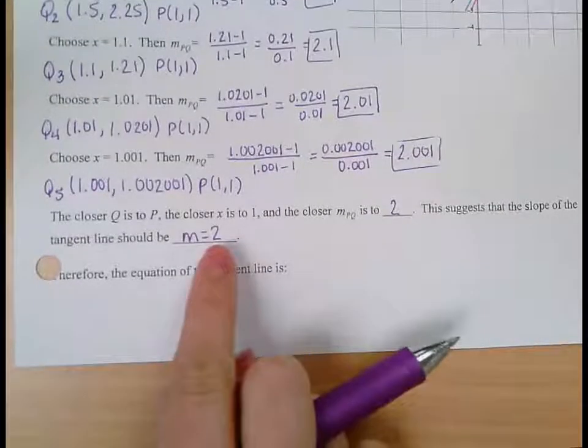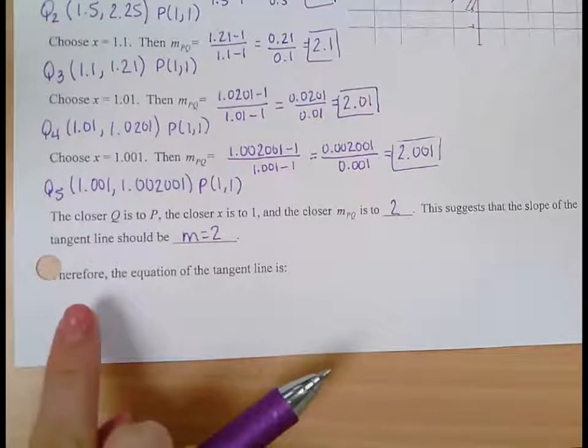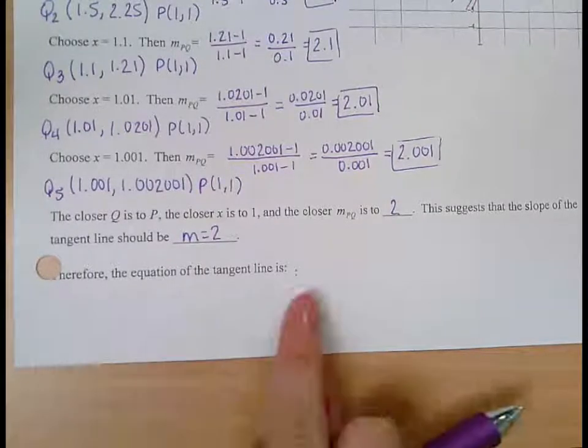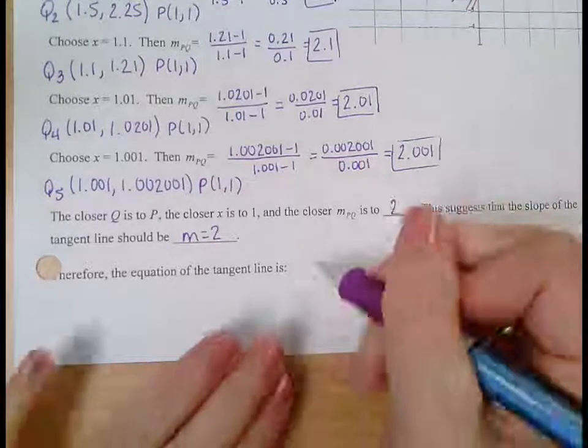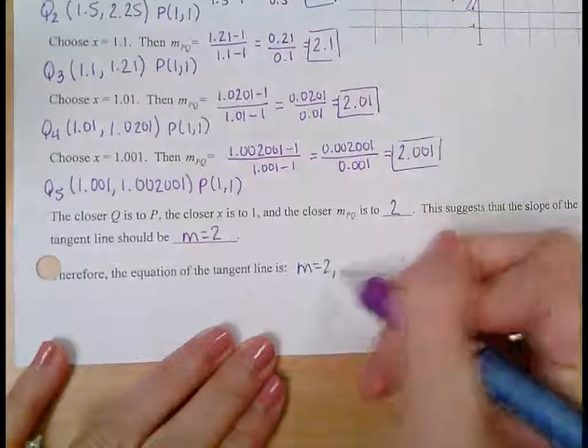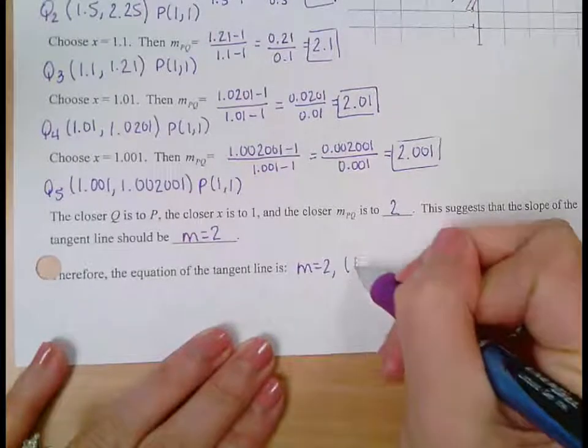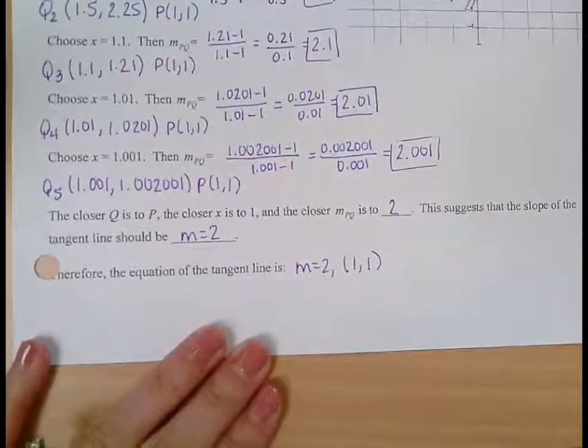So once you have your slope, though, the whole problem was asking us not to just find the slope, but to find the equation of the tangent line. Now we can write the equation, because we have a slope of 2, and we have the point that our tangent line was going through, which was our point P, which had coordinates (1, 1).